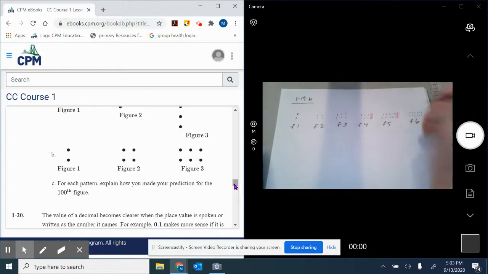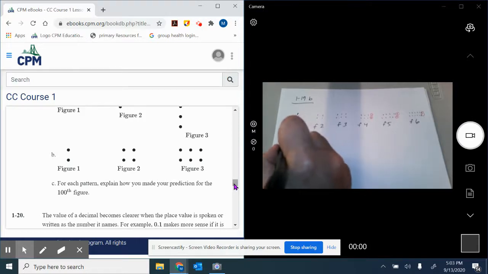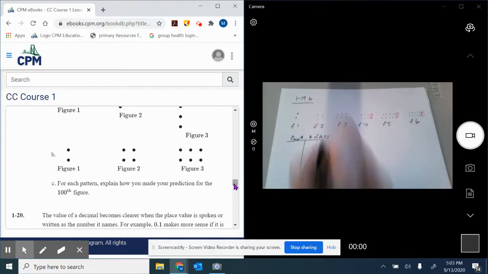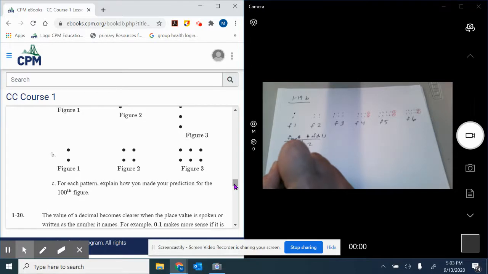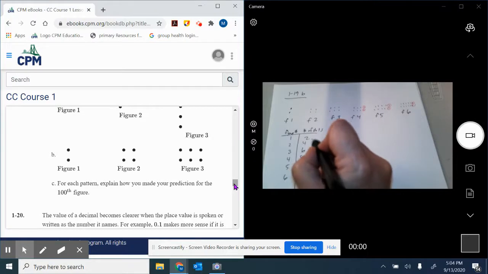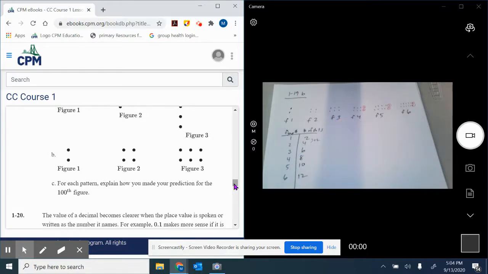Okay. So knowing that I'm adding 2 dots every time, let's take a look at our table that we did in the last problem. If we have our figure number and the number of dots, Figure 1 has 2 dots. Figure 2, 4. Figure 3, 6. Figure 4, 8. Figure 5, 10. Figure 6, 12. Oh, and you might be seeing the pattern already, right? So basically, it goes up by 2. If we're talking about adding, yes, it goes up by 2, up by 2.